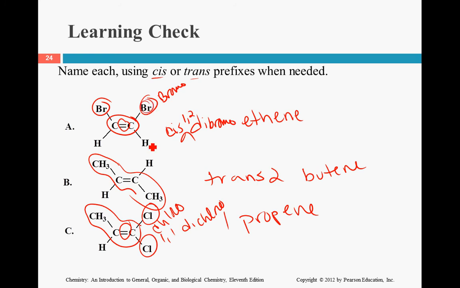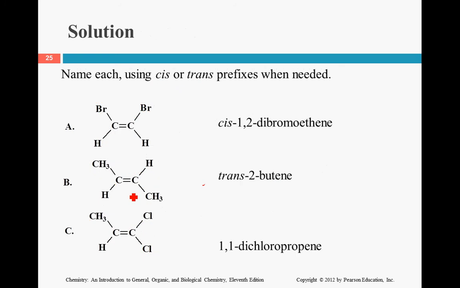For instance here, bromine is on top, hydrogen is on bottom. Bromine's on top, hydrogen on bottom. Those are different. Hydrogen and CH3, those are different, so we need to have the cis and trans. Cis-1,2-dibromoethene. But-, because there's 4 carbons. E-N-E, because it's a double bond. That double bond's on the second carbon, and it's going in opposite directions.